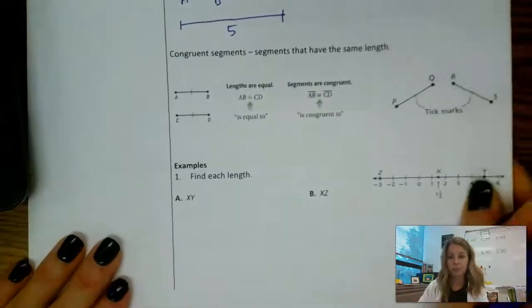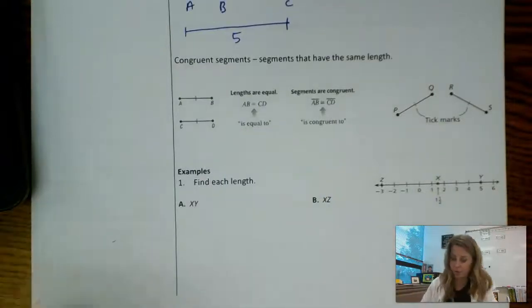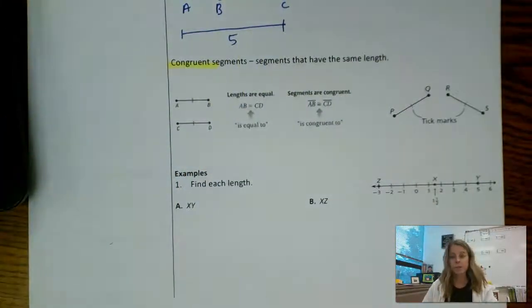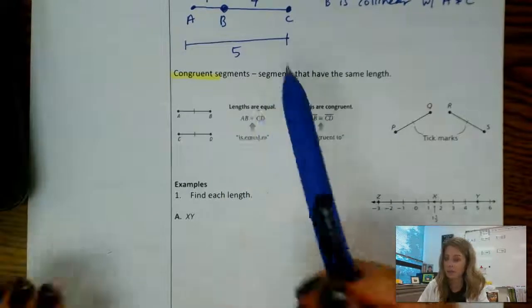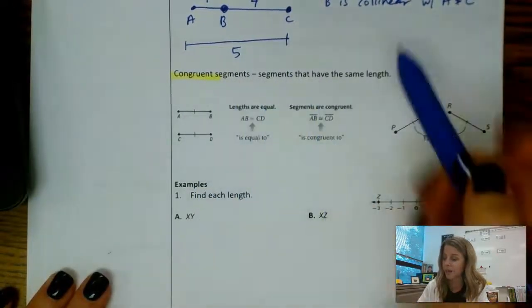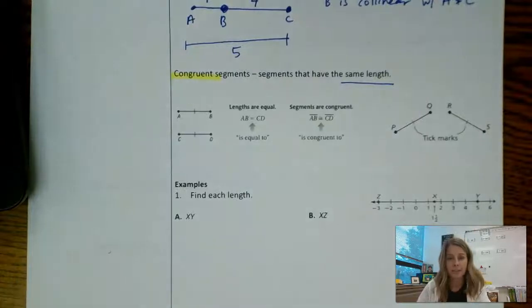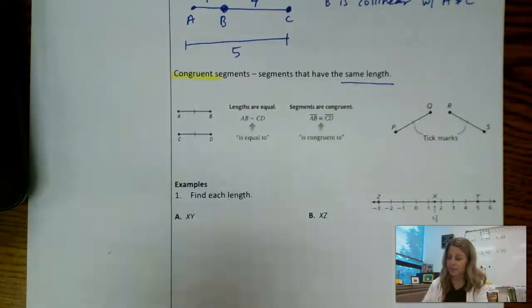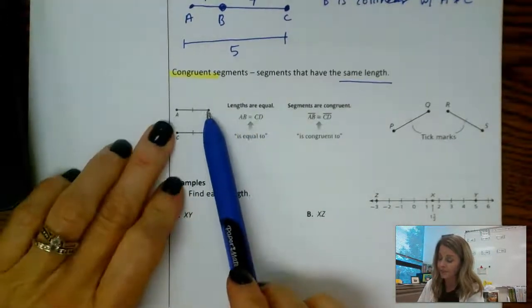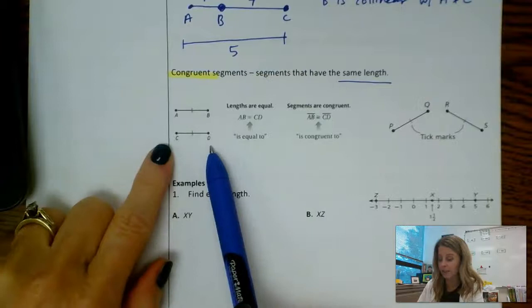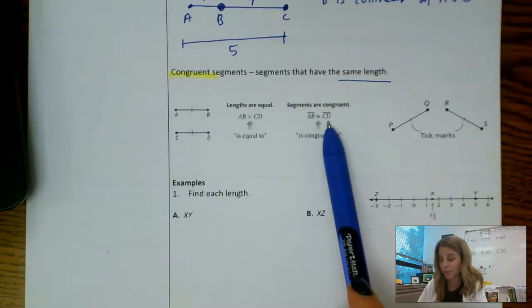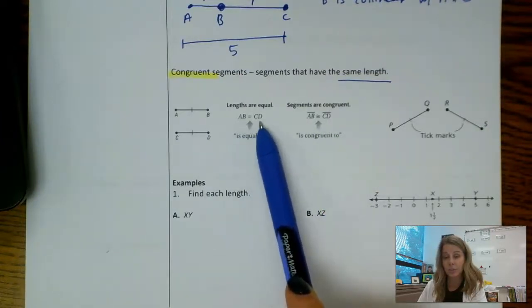Okay, before we jump to examples, I want to go through just a little bit more notation. The word congruent may or may not be a familiar word. The word congruent means the same. Congruent segments are segments that have the same length. Length refers to numbers. Congruence, though, refers to the names of the segments. So if AB is the same length as CD, then we would say that the names of those shapes are congruent, but the lengths are equal to each other.